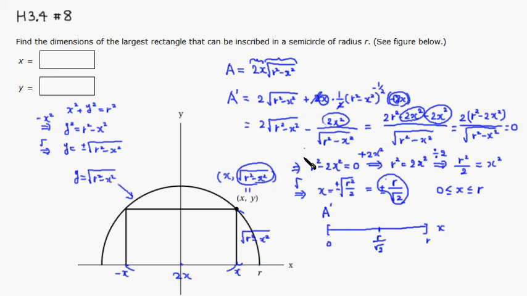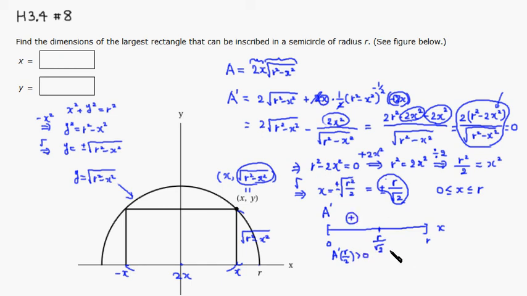All right, so let's look at the sign of A prime. If you plug in something smaller than r over the square root of 2, for example r over 2, you'll have r over 2 squared, so r squared over 4 times 2 is r squared over 2. So r squared minus r squared over 2 is going to be positive, so you get a positive sign here.